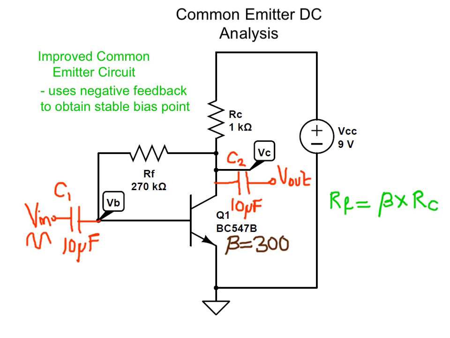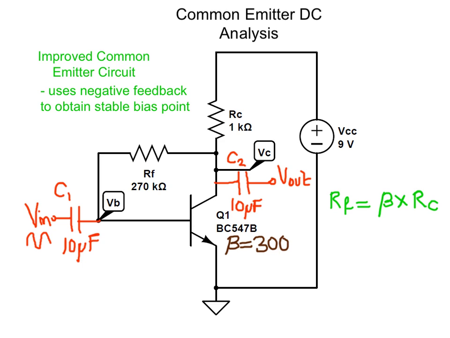So if we multiply the value of the load resistance RC, which is 1 kilo ohms, by the beta of the transistor, which is 300, then we get a value of around 300 kilo ohms for the feedback resistance RF. We have chosen 270 kilo ohms because this is closer to a standard resistor value.